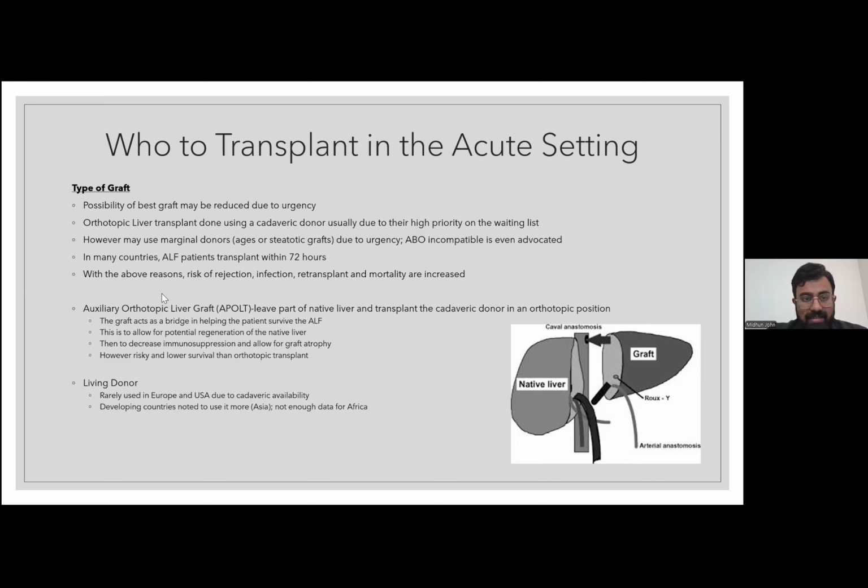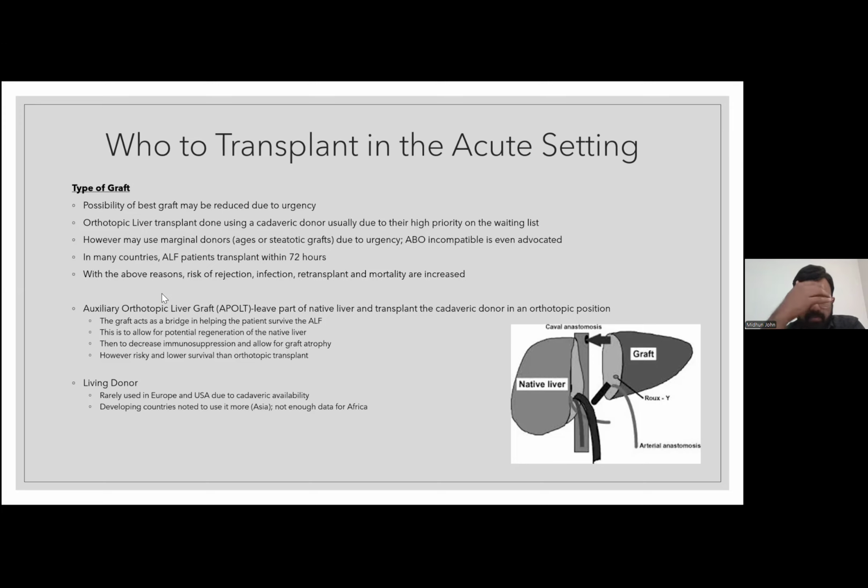So, having said that, they may use marginal donors. These are donors that have aged grafts or steatotic grafts. And because of the urgency, even ABO incompatible grafts can be advocated in these settings. In many countries, according to EASL, the ALF patients are transplanted within about 72 hours.